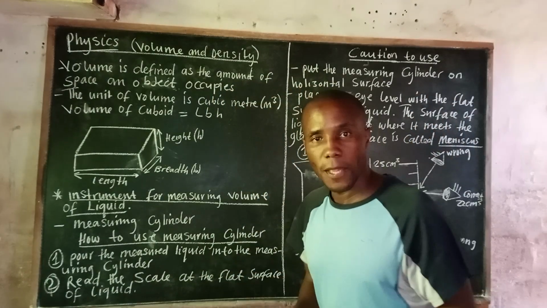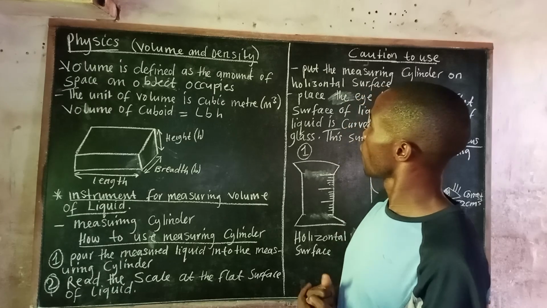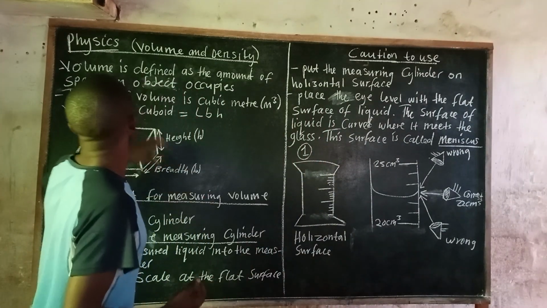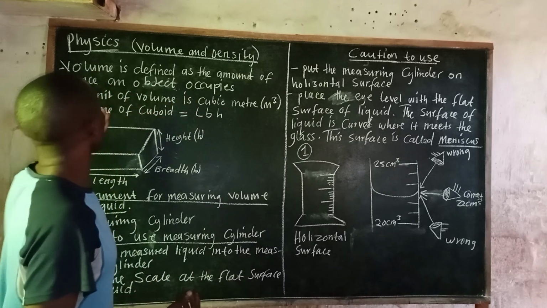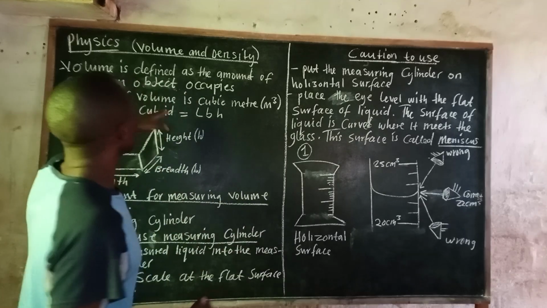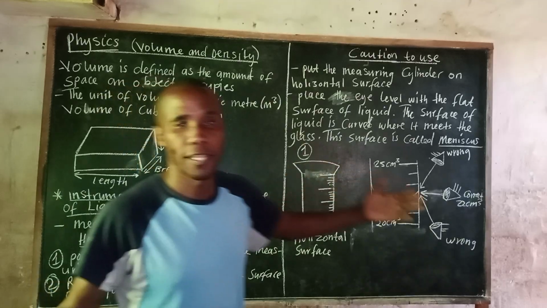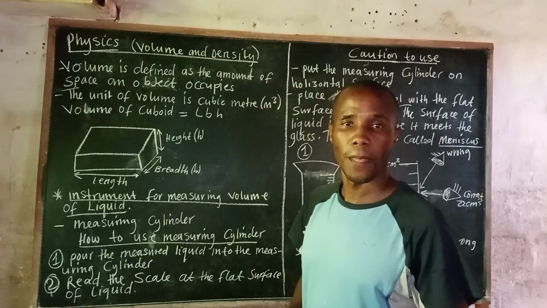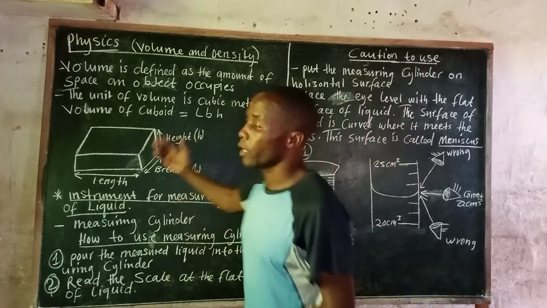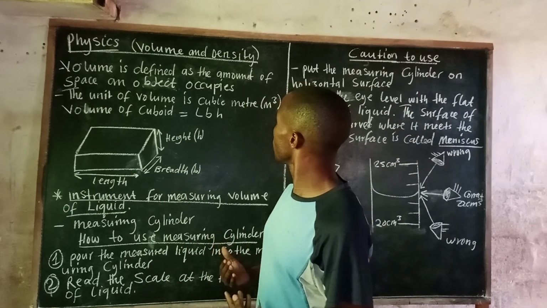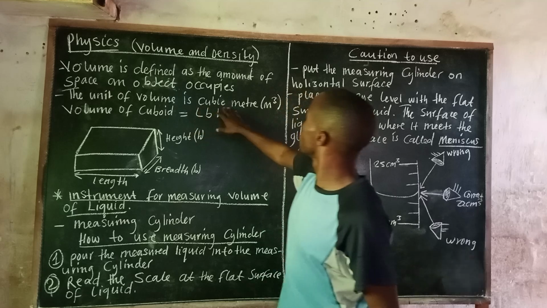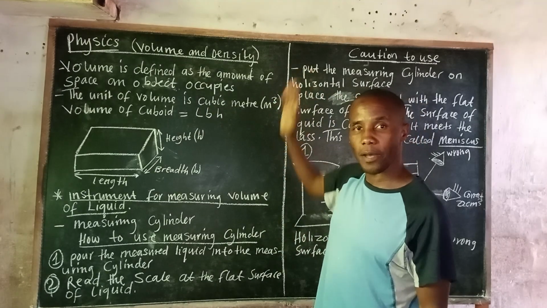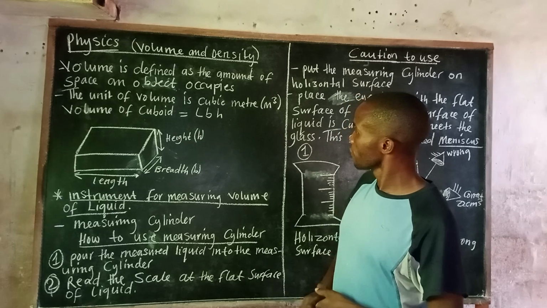So what is volume? That is the first question you should have in your mind. There is no way we can be talking about something that we don't know. Volume is defined as the amount of space an object occupies. Simple as that. Then what is the unit for volume? The standard unit of volume is the cubic meter, which is represented by m^3.